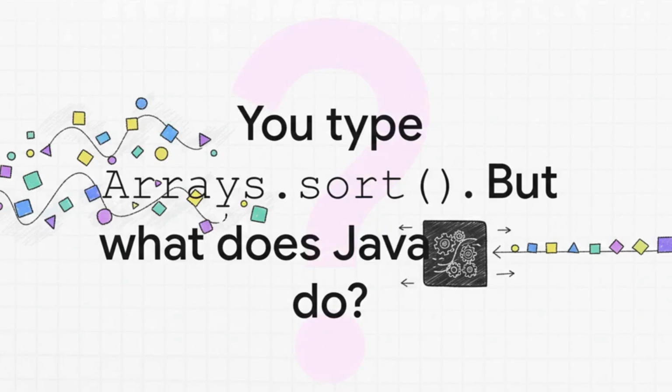You've probably typed this line of code 1,000 times, right? You hand Java an array, you call .sort, and poof, it comes back in perfect order. But what's actually going on in that black box? It's definitely not just one simple algorithm.